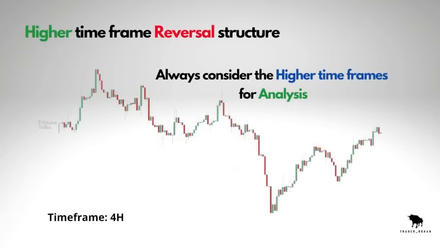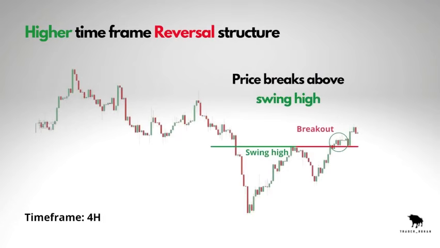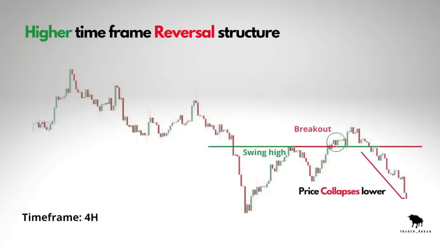So in a market, it's very important to pay attention to where you are in terms of the big picture, or simply you should pay attention to what the higher time frame is doing. This is where the higher time frame reversal structure comes in handy. In this example, the price apparently breaks above the swing high and then it collapses lower below the support level. At this point, a lot of unaware traders would have bought the breakout on the upside only to get caught on the wrong side. And why is that?